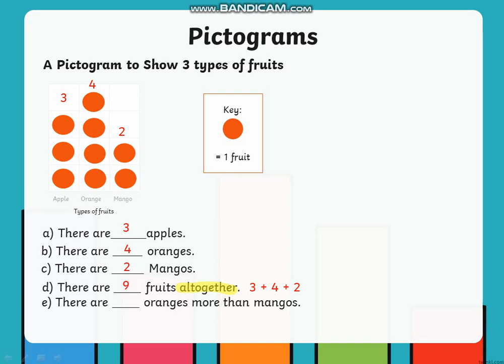How many more oranges are there than mangoes? Oranges are 4. So oranges are more than the mangoes by how many? The oranges are 4 and the mangoes are 2, which means I'm going to count from the 2 until I reach the 4. Let's count from 2, 3, 4. So how many? Count from 2 until I reach the 4. How many are there? Perfect, there are 2. Let's now see another example.